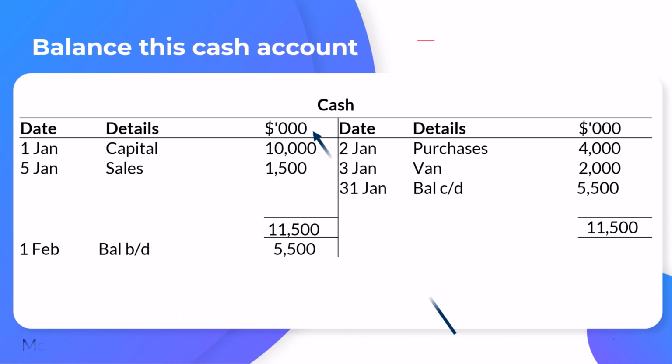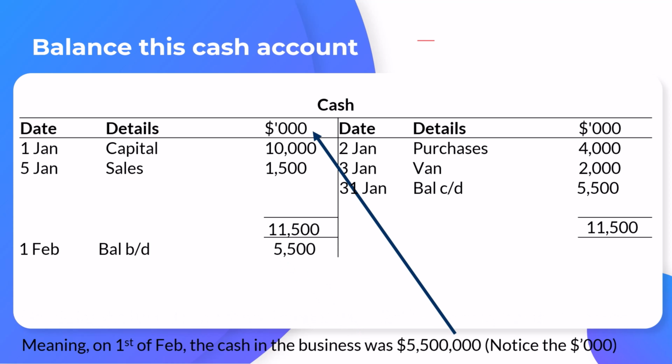We can now interpret what we have here. So what this means is that we have a balance brought down of 5,500, which implies that the cash account has 5,500 or 5.5 million. Notice that we have the thousands on top there, and so it has 5.5 million. So the business has 5.5 million at the beginning of February.